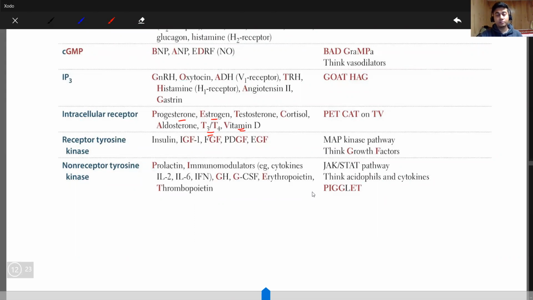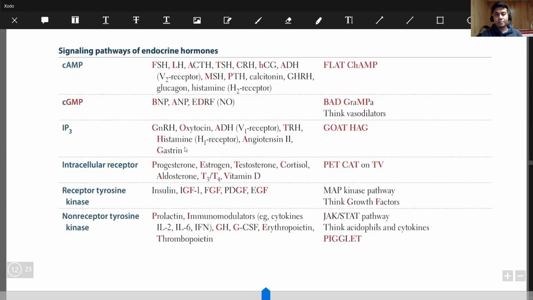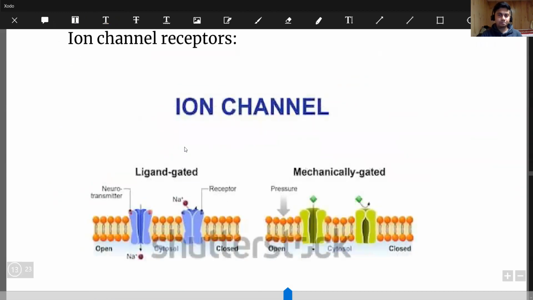Next is the receptor tyrosine kinase. This receptor has intrinsic tyrosine kinase activity, like insulin and other growth factors. Then there is the non-receptor tyrosine kinase. For these molecules, like prolactin and immunomodulators, the receptors have no intrinsic tyrosine kinase activity. They take help from other tyrosine kinases to do their job. Now, we discussed up to cAMP and the IP3 receptor. Let's see what else there is.